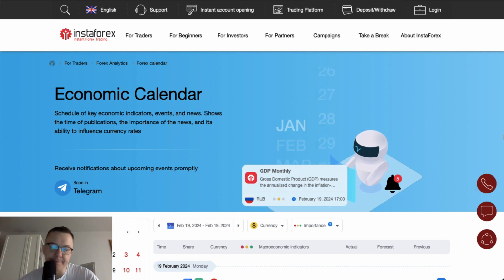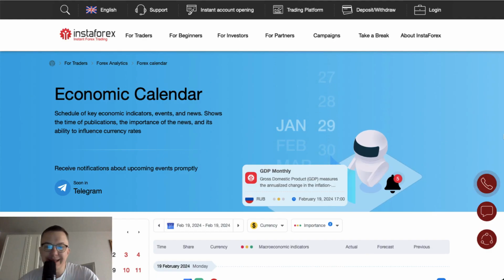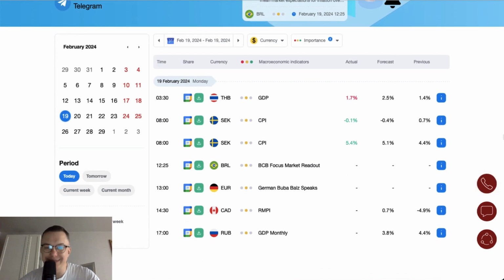Today is Monday, February 19th, 2024. Let's take a look at what we have here in the economic calendar at the beginning of the new trading week. As you can see, I have only medium and very important events scheduled for release. Not too many are apparently scheduled. It looks like we have a very empty calendar from the major economies.